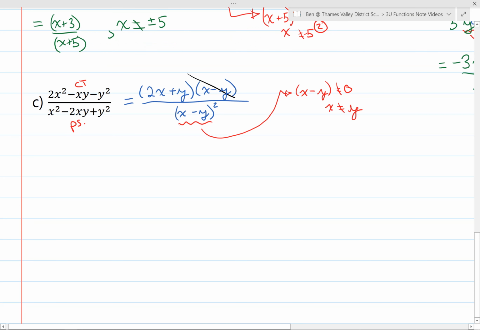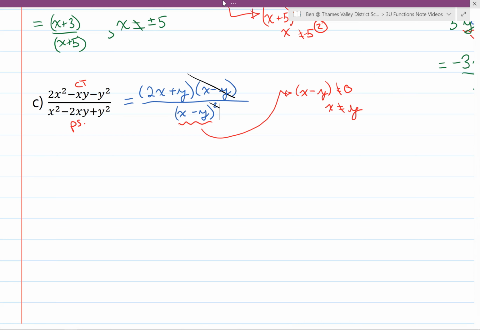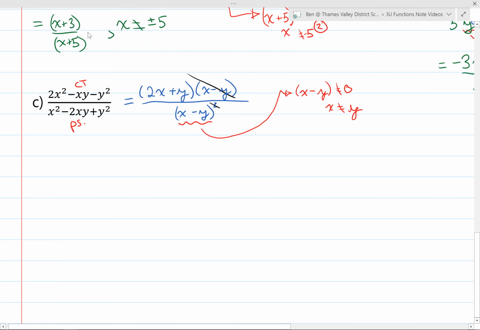Now that I have my restriction, I can perform my cancellations. The x minus y in the numerator cancels out with one of the two in the denominator, leaving me with 2x plus y in my numerator and an x minus y in my denominator. Again, I restate my restrictions.